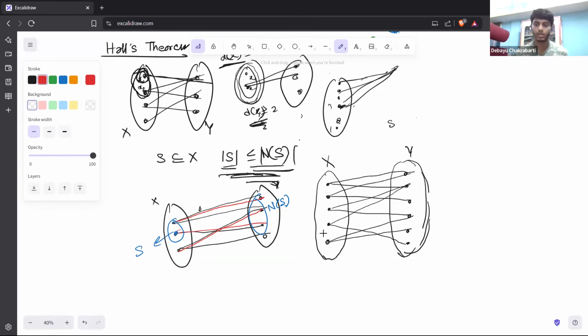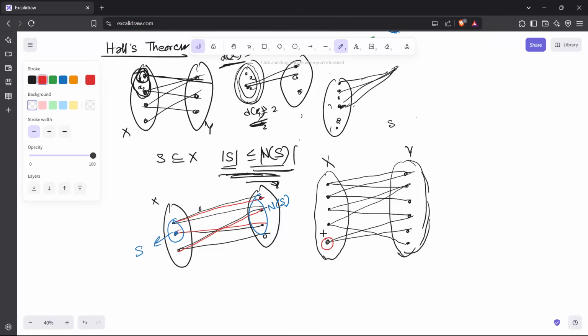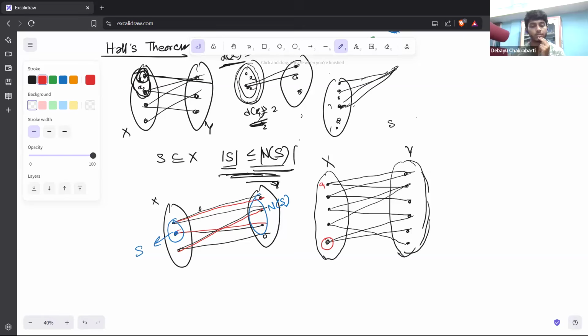Okay, Aritra, you wanted to assume that you have a matching. So you have a maximal matching that doesn't saturate one vertex in X. Suppose it's this one, right? So what we want to do is consider another vertex A1, let's say, on X only.